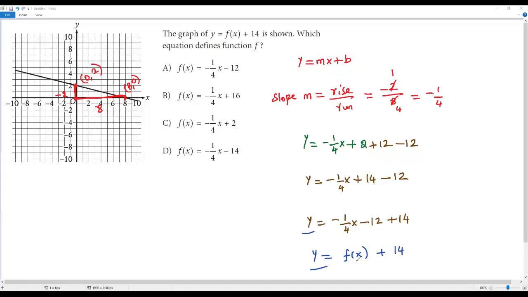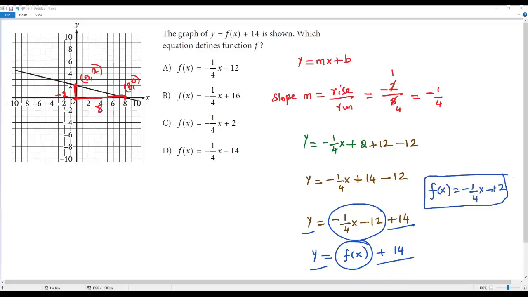So here we have y, here we have y, here we have plus 14, here we have plus 14. At the place of f of x, what do we have? We have f of x equals -1/4 x - 12. So I got the stuff which is equivalent to f of x, that is -1/4 x - 12. I find this in option A. So the correct answer choice for this question is option A.